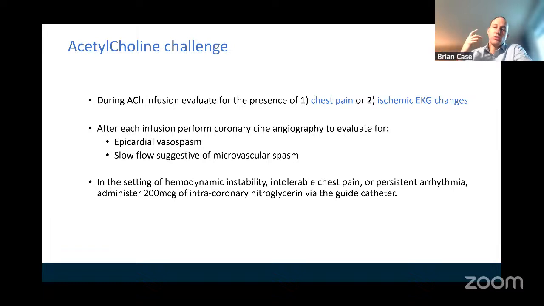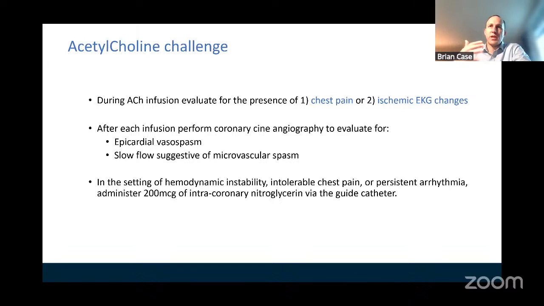So you slowly infuse the acetylcholine, and then you're going to monitor for the patient to develop chest pain or ischemic changes. When I do coronary functional testing, I'm kind of light on my sedation because I want to talk to the patient during the full evaluation to see if they're developing chest pain. And if there is, I ask them, hey, is this the chest pain that you've been experiencing recently? Is this similar, the intensity, and so forth?